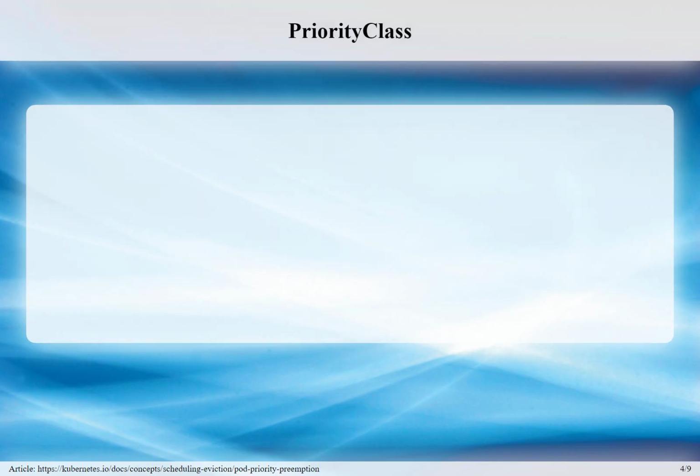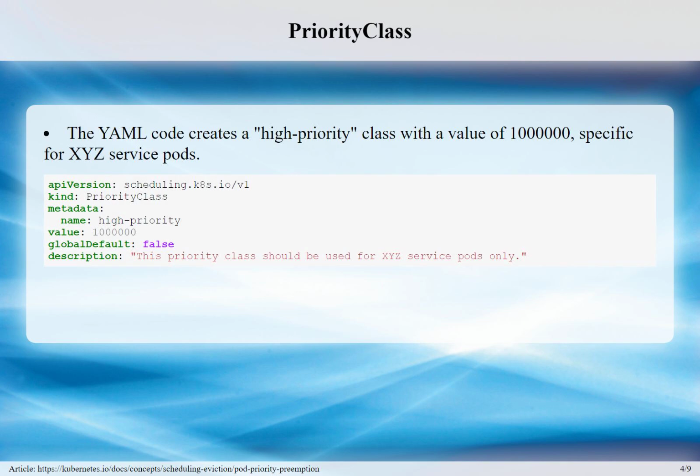Priority class. This YAML code defines a new priority class named high priority with a value of 10000. It is not set as the global default priority class and is described as being intended for use with XYZ service pods only.